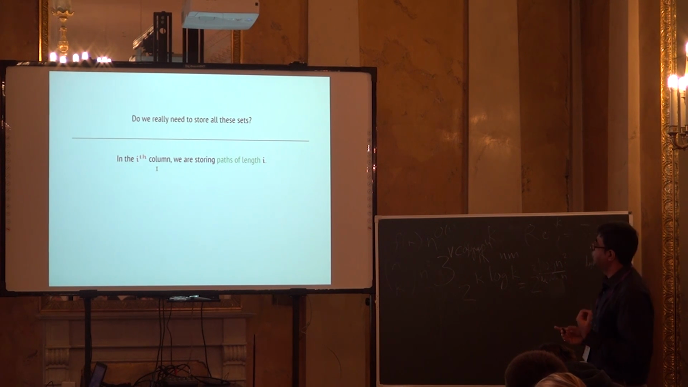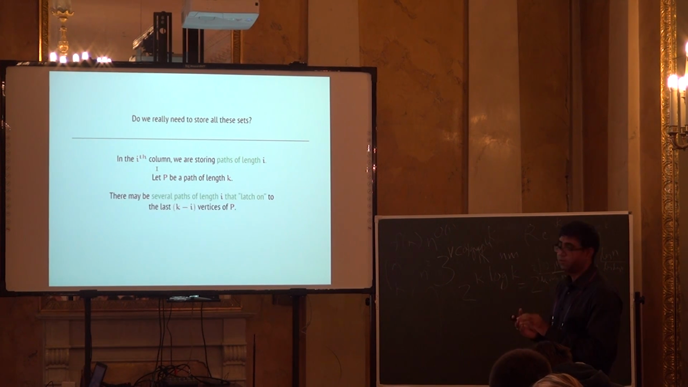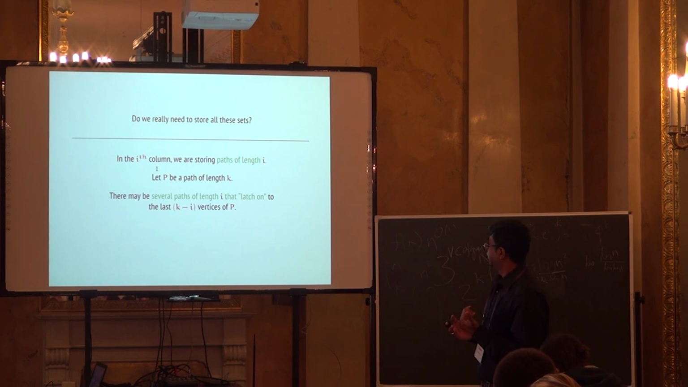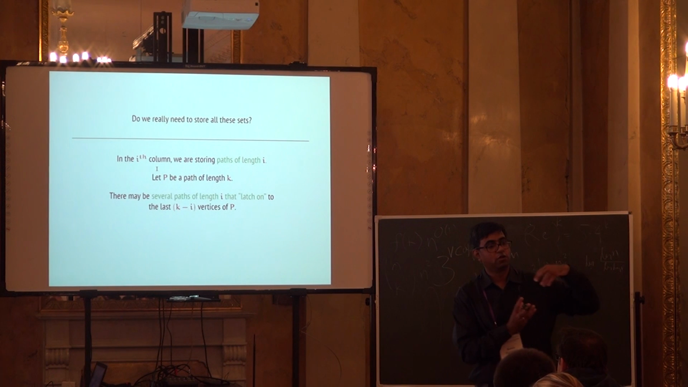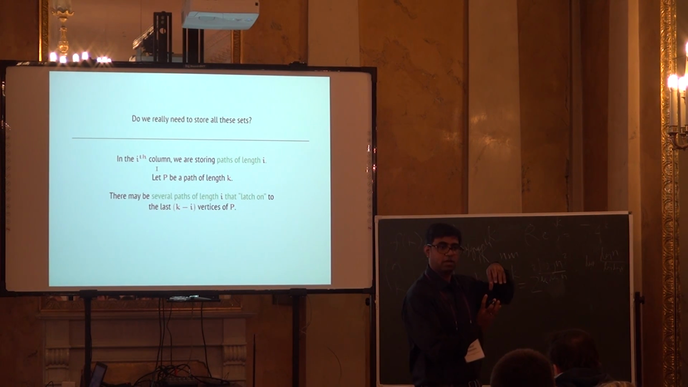In the ith column, we are storing paths of length i. Let p be a path of length k. Now we are only interested in paths of length k, and there may be several paths of length i that latch on to the last k minus i vertices on p. Why are we storing all this? Because we do not know the future. What do you mean by future?